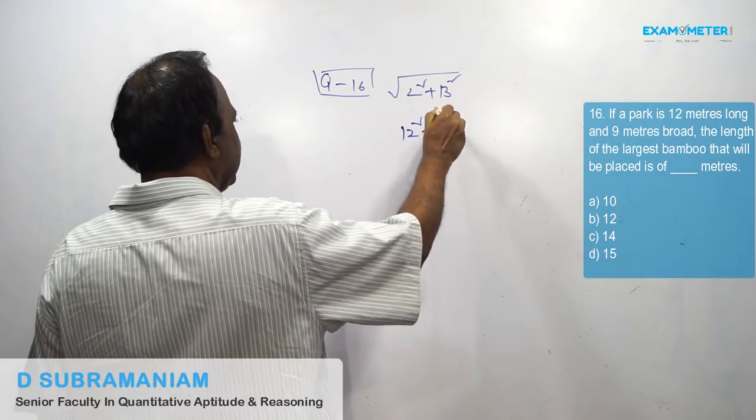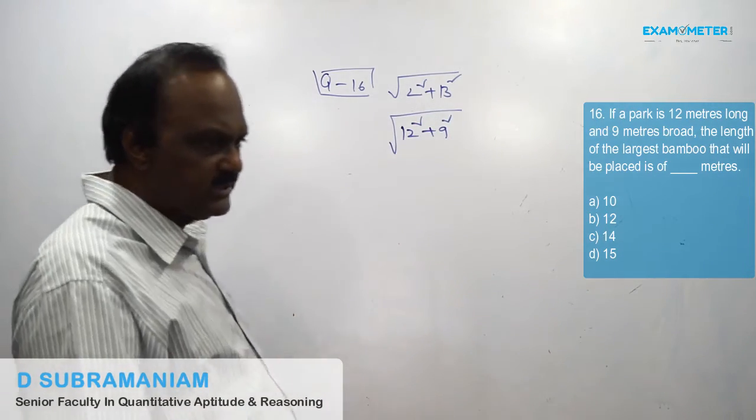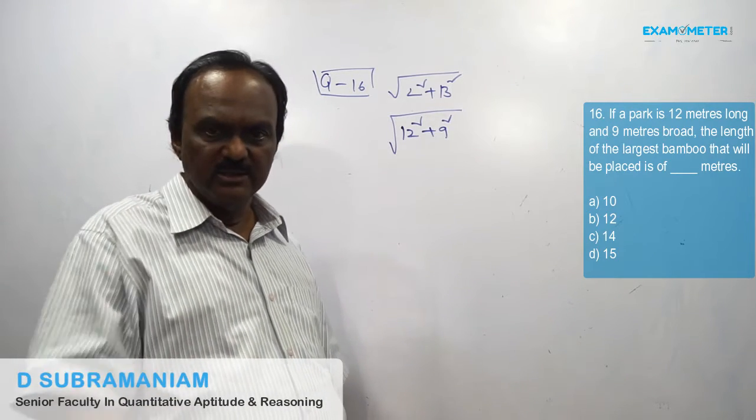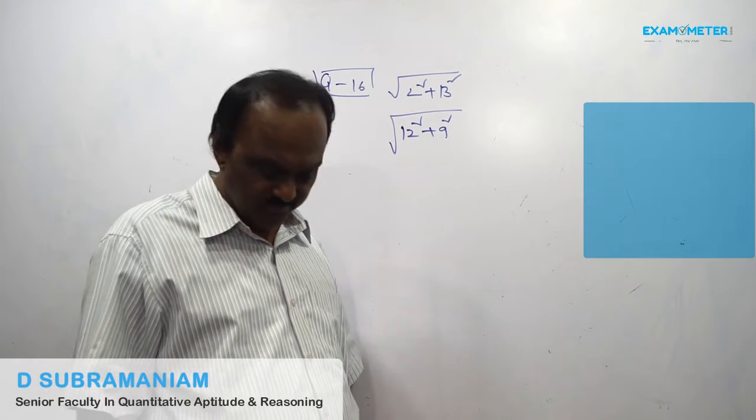12 square plus 9 square. 12 square is 144, 9 square is 81, total 225. Root of 225 is 15. So answer is 15 meters. That is multiple choice D.